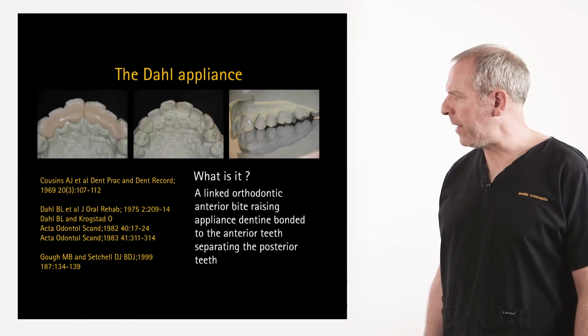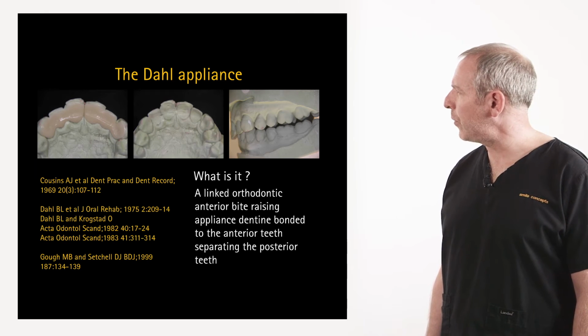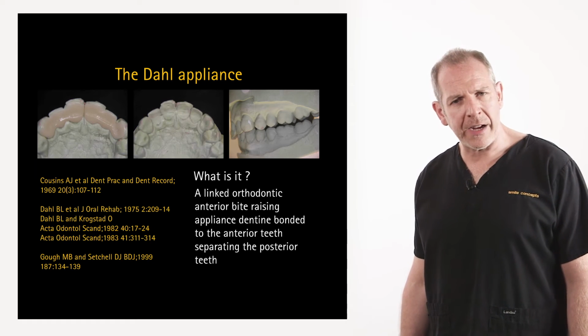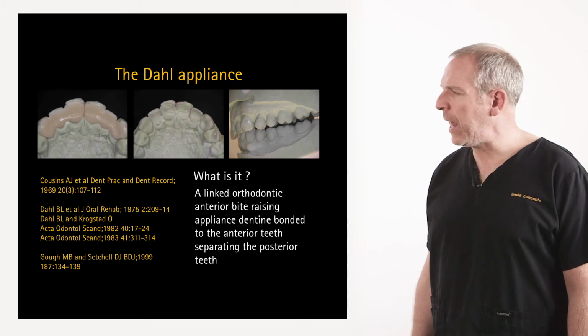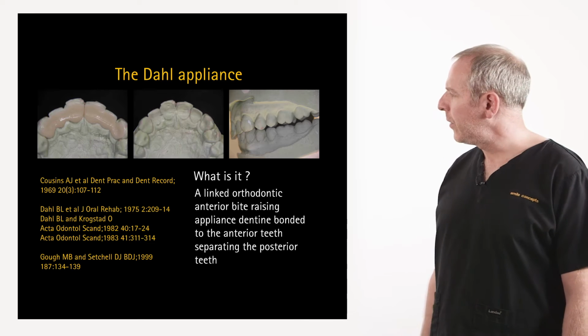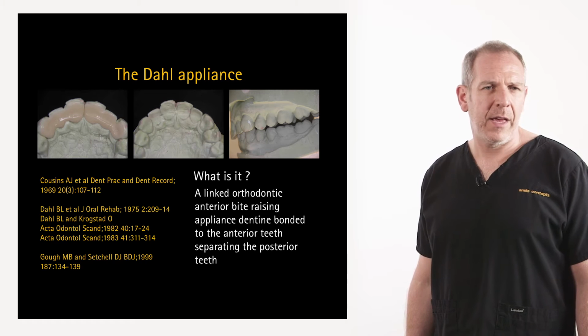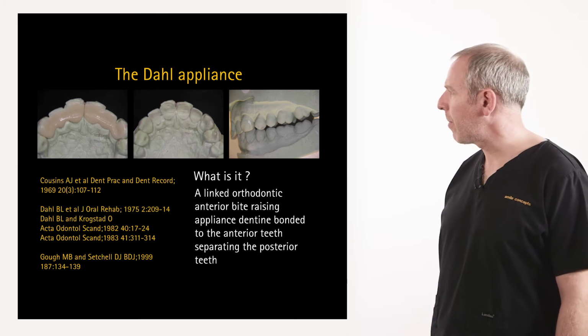And the Dahl appliance, first reports really of this type of appliance go back to the late 60s. And then there are a number of studies by Dahl effectively demonstrating this appliance, which is really a simple cemented orthodontic bite raiser. Since then, the landmark study by Gough and Setchell looked at approximately 100 of these appliances, and they showed that these appliances were safe and highly effective.